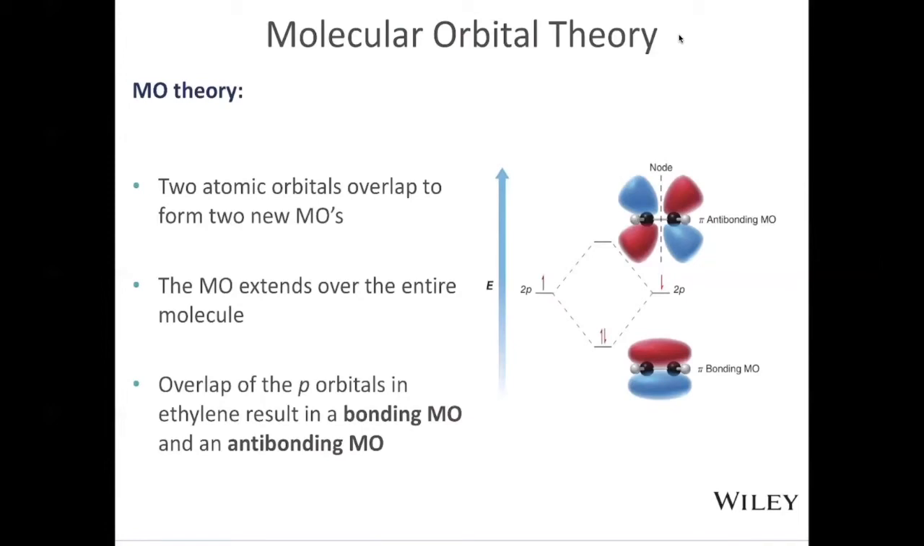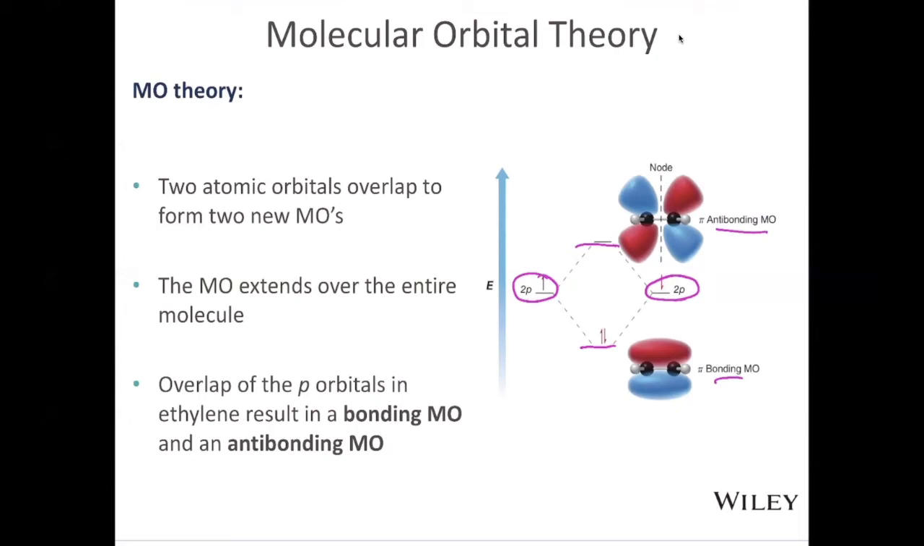Remember, when two atomic orbitals overlap, they form two new molecular orbitals. So if we have a 2p electron here and a 2p electron here, when they form that pi bond, we have two new molecular orbitals formed. One is going to be a bonding orbital, and one is going to be an anti-bonding orbital. With the bonding orbitals, the molecular orbitals are more stable than the original atomic orbitals.